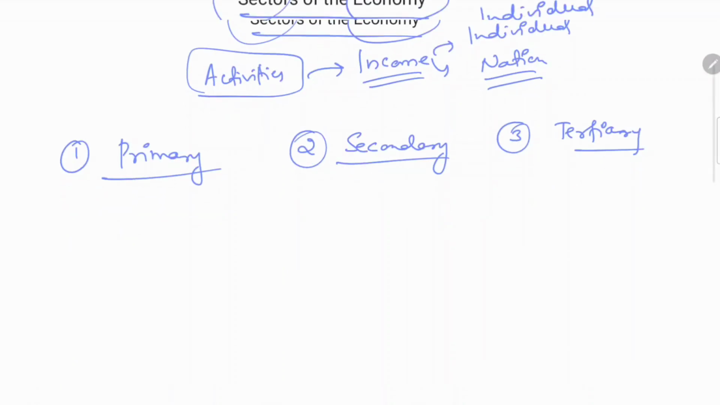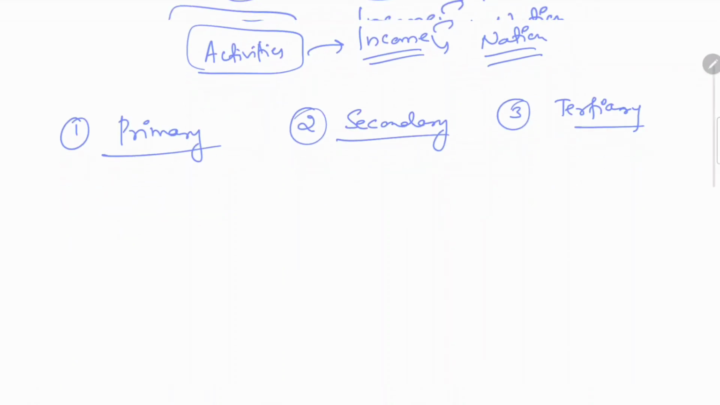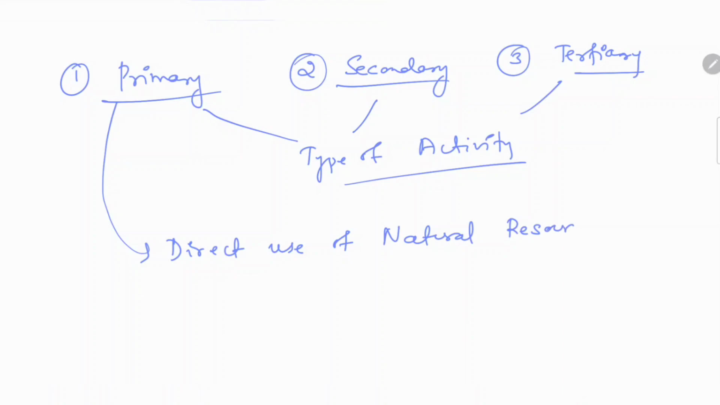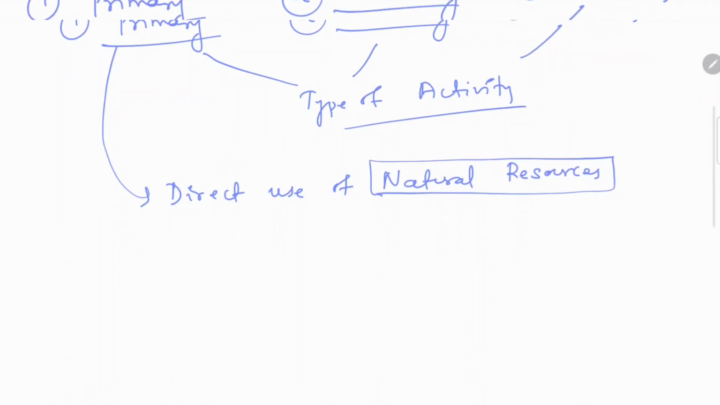Now we will see each of these one by one: what is primary, secondary, as well as tertiary. This classification is based on the type of activity, what kind of activity we are going to do. Firstly, in the primary sector, there is direct use of natural resources. Whatever natural resources there are, they will be used directly in this primary activity.